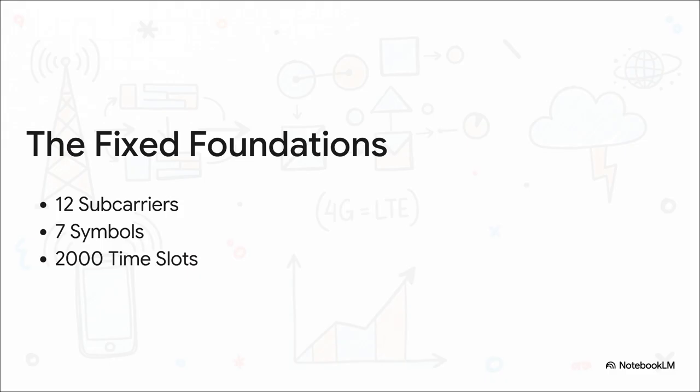So pulling directly from those notes, our fixed foundations, the exact dimensions of our data pipe, are those 12 subcarriers and 7 symbols. But wait, what about that massive 2000 number we saw in the master formula? Well, the engineer's notebook explains this so brilliantly. The data is sent out in tiny time slots of 0.5 milliseconds. To figure out how many of those time slots happen in a single 1-second window, you just divide 1 by 0.5.